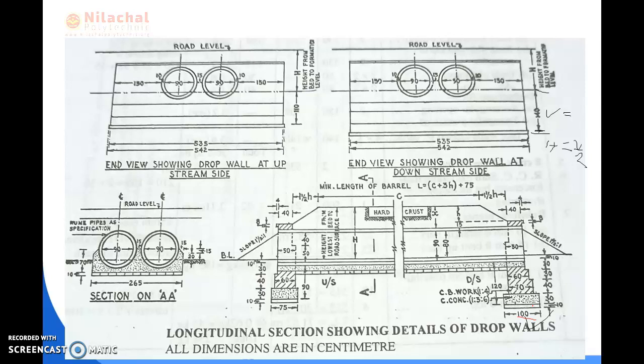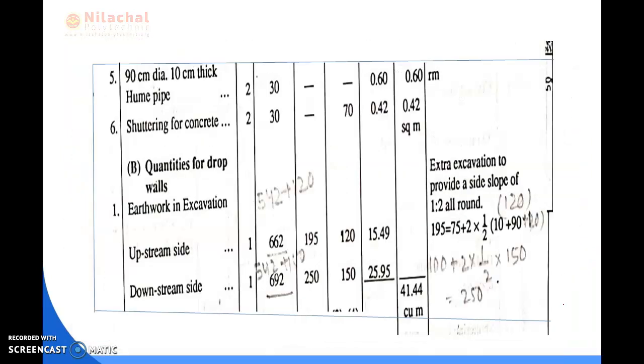What is the height from the bottom to the ground level? 150. We know from the bottom to the ground level is 150. So for the breadth part, we consider the breadth of the excavation 110 plus 2 into 150 by 2 for the side slope. Okay, the total distance is 250. Then the height of the excavation is 150 from the bottom of the foundation to the ground level.